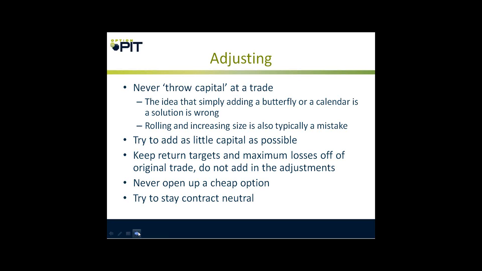You will find that if you make adjustments and you don't add total contracts to the trade, and by that I mean I'm in a 5-lot butterfly. That is 20 contracts. Maybe I bought 2 calls to flatten the delta. That is a net 22 contracts. My goal in adjusting would be to be as close to 22 contracts as I possibly could be after my first adjustment.